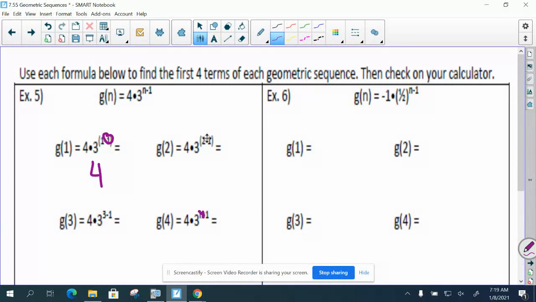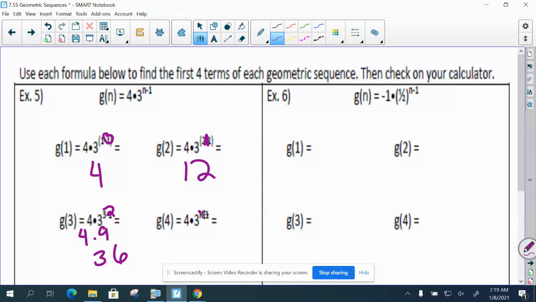Here, 2 minus 1 is 1, so you have 3 to the first, which is 3. So then 4 times 3 is 12. Here, 3 minus 1 is 2, so you have 3 squared, which would be 9. And 4 times 9 is 36.